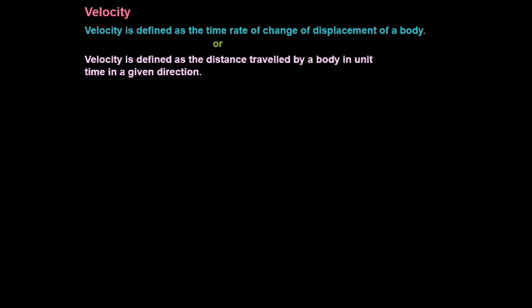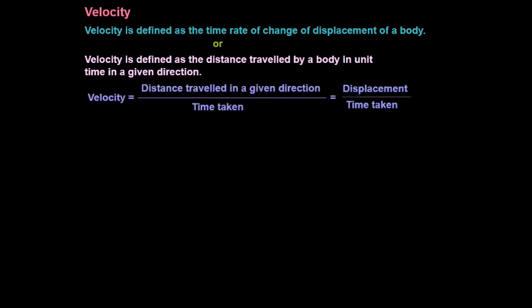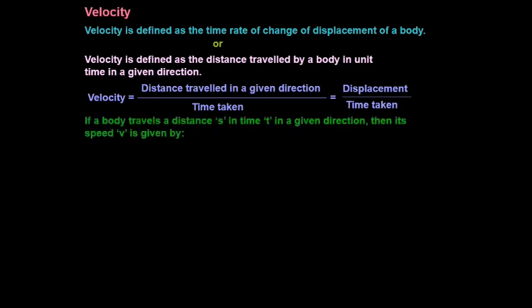Velocity. Velocity is defined as the time rate of change of displacement of a body, or velocity is defined as the distance traveled by a body in unit time in a given direction. So distance traveled in a given direction by time is known as displacement. By time is called velocity. If a body travels distance s in time t in a given direction, then the velocity v is given by v is equal to s by t.